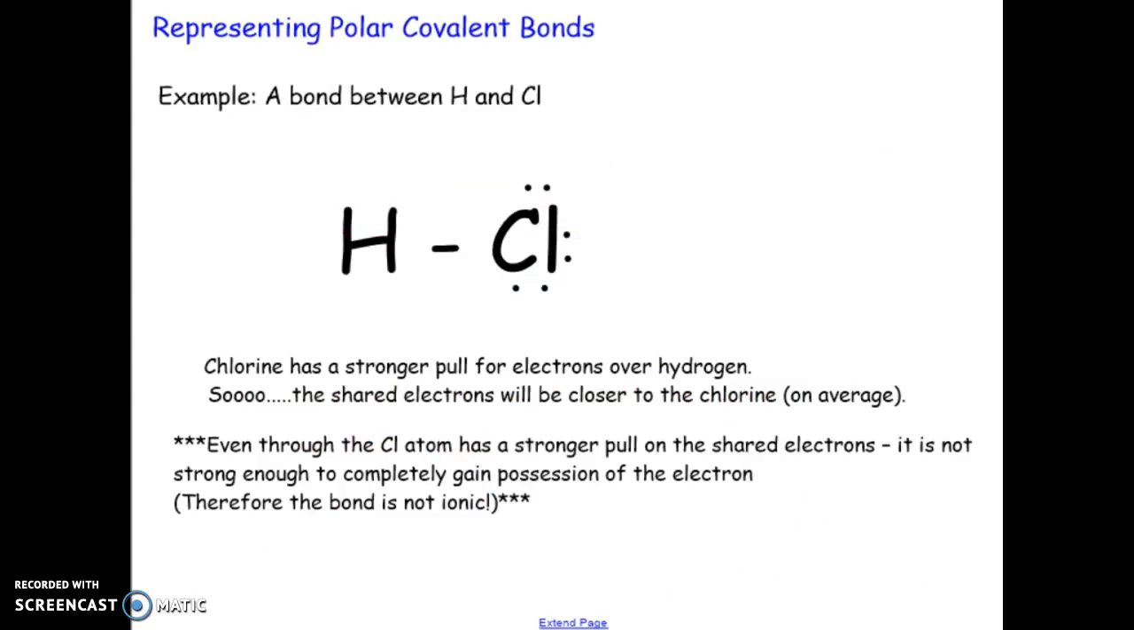Okay, so what we're going to talk about now is, now that we have a polar covalent bond, how are we going to show it? So I'm going to pause the video and we'll take this to the next part.